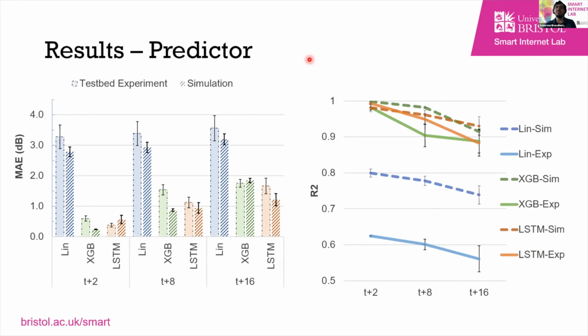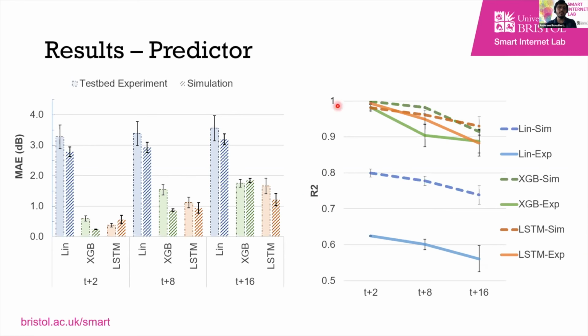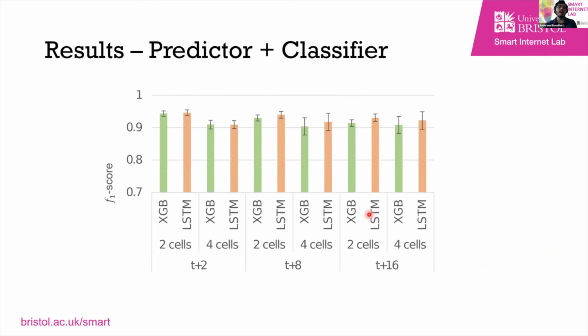So R2 here is just our coefficient of determination. It's a regression metric, and we can see that it gets worse if we try to look too much into the future. In terms of the classifier, here we have the F1 score. That's how good your classification is. 1 is the best. Sorry, in the previous slide, 1 is also the best thing that you can do in terms of R2. And here we can see that for both LSTM and XGBoost, they are close to 1. They are at least bigger than 0.9.